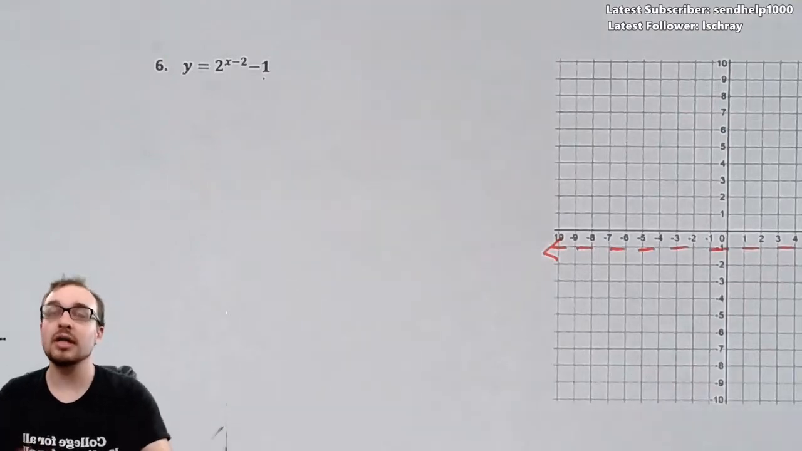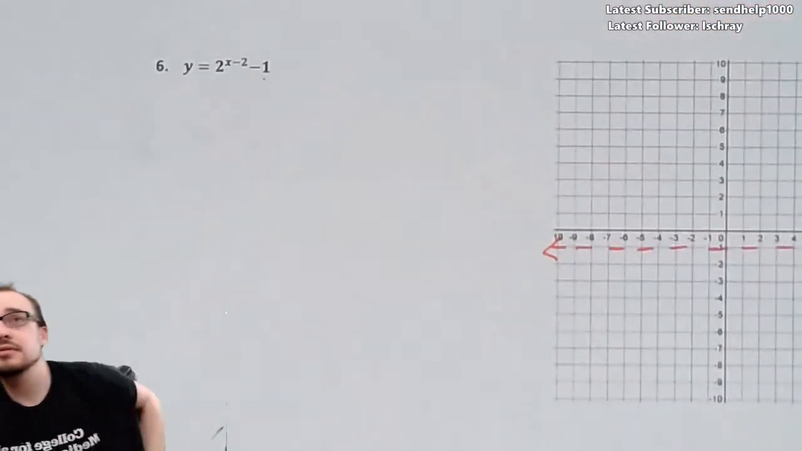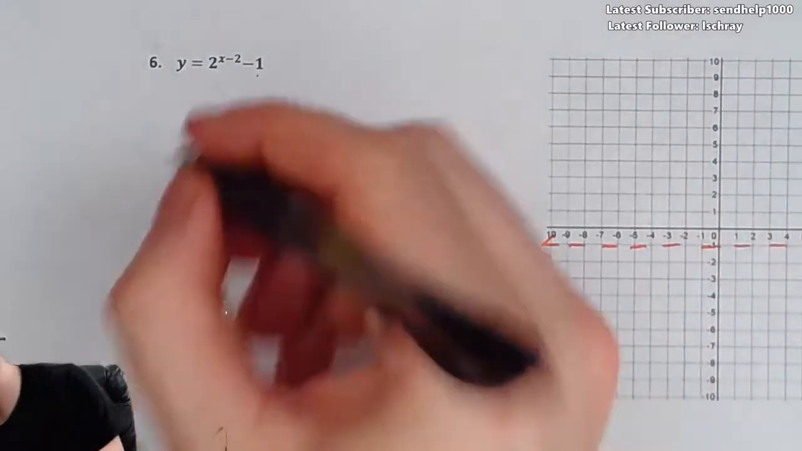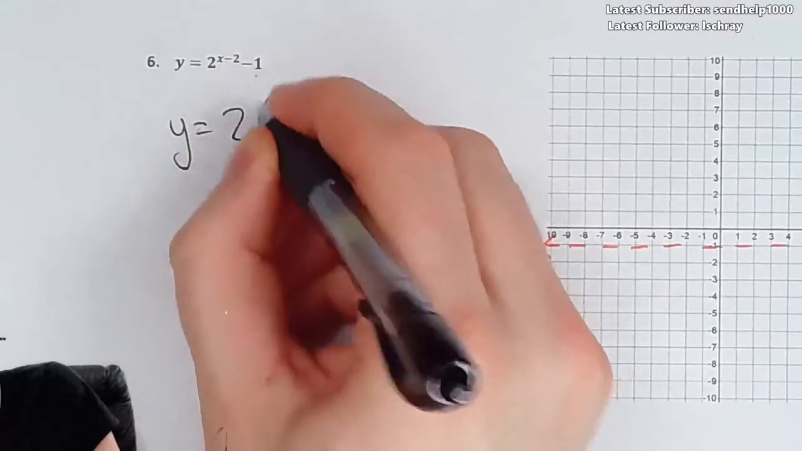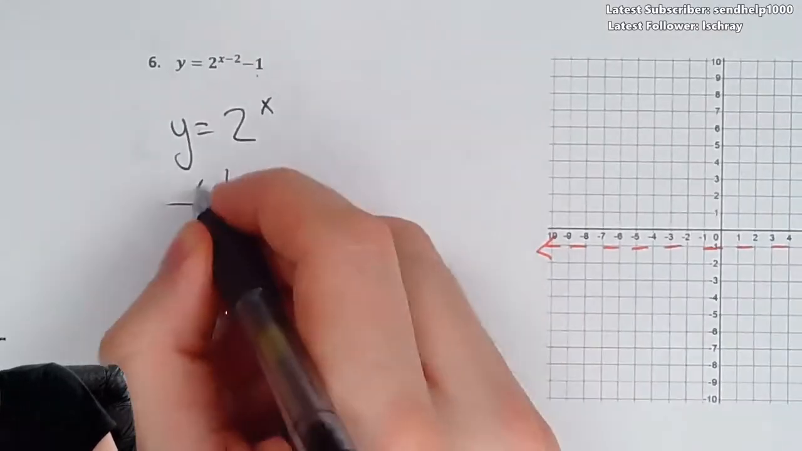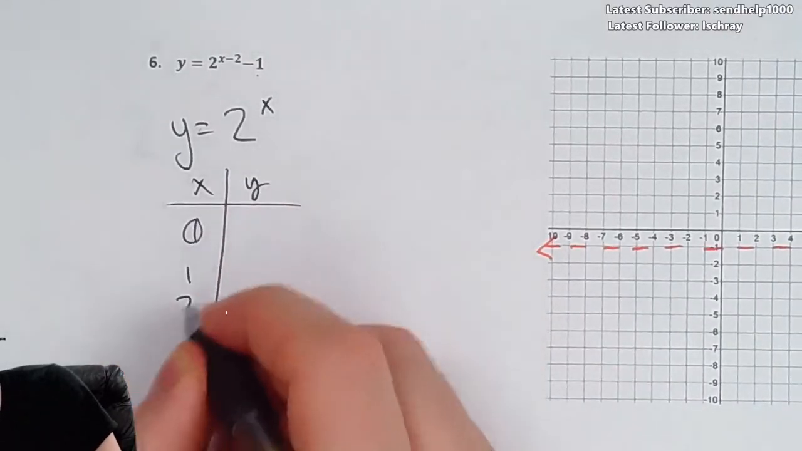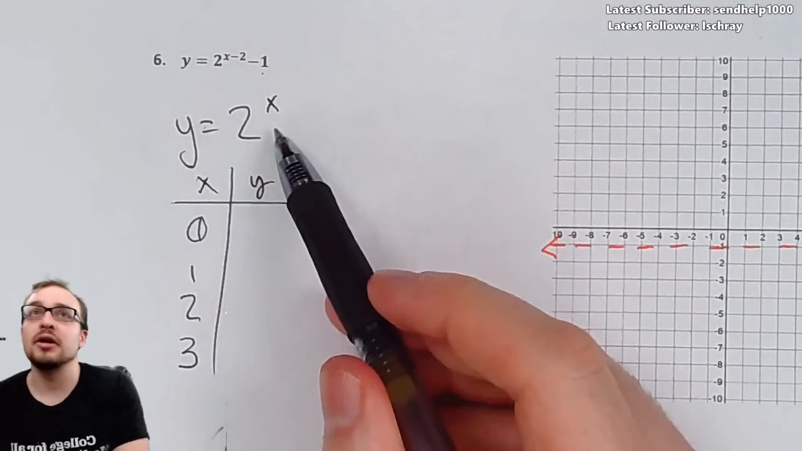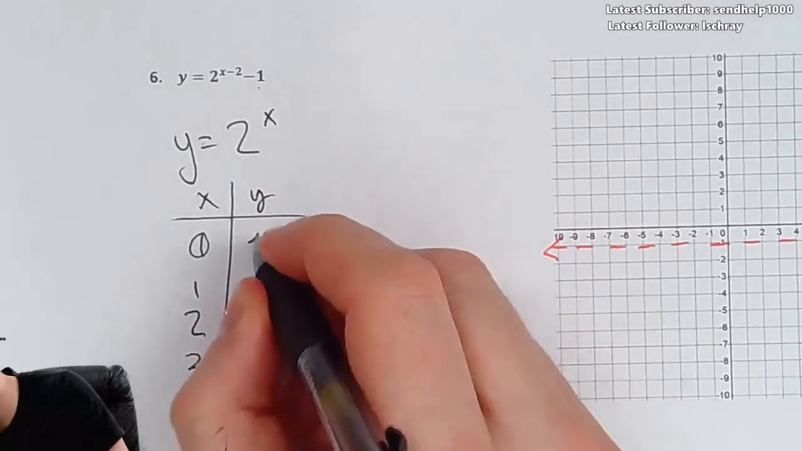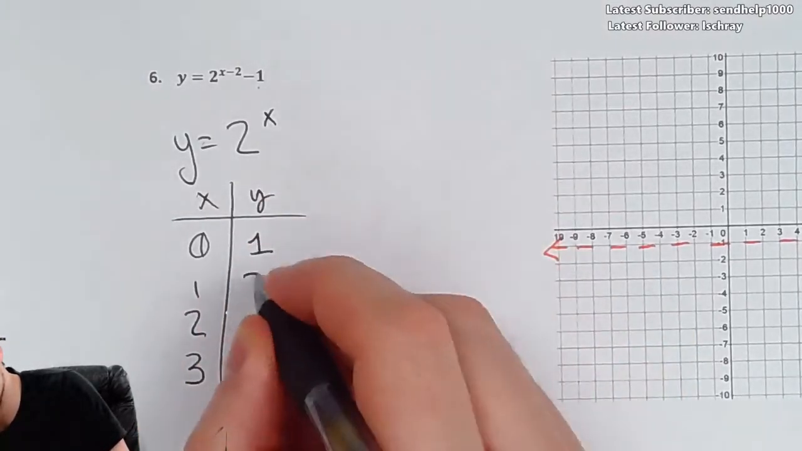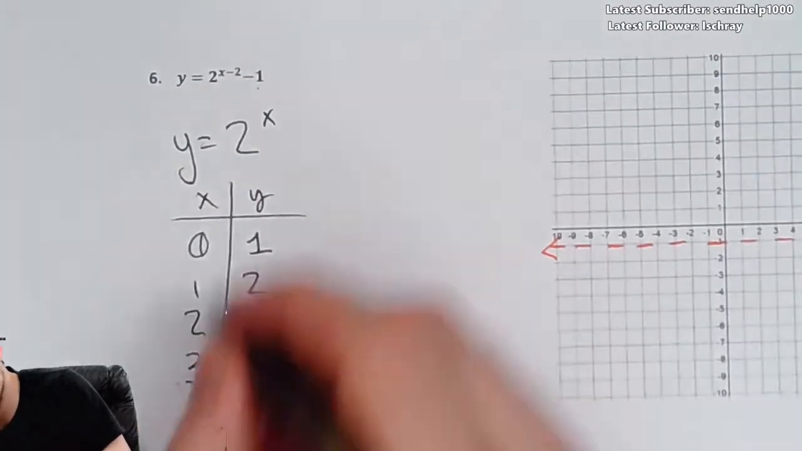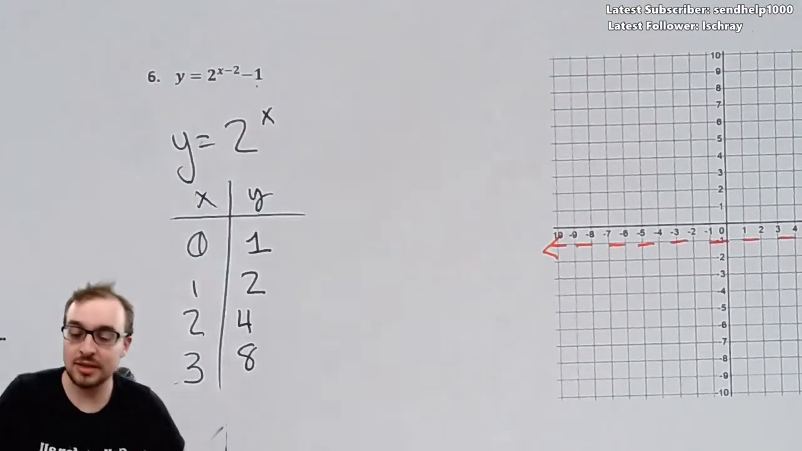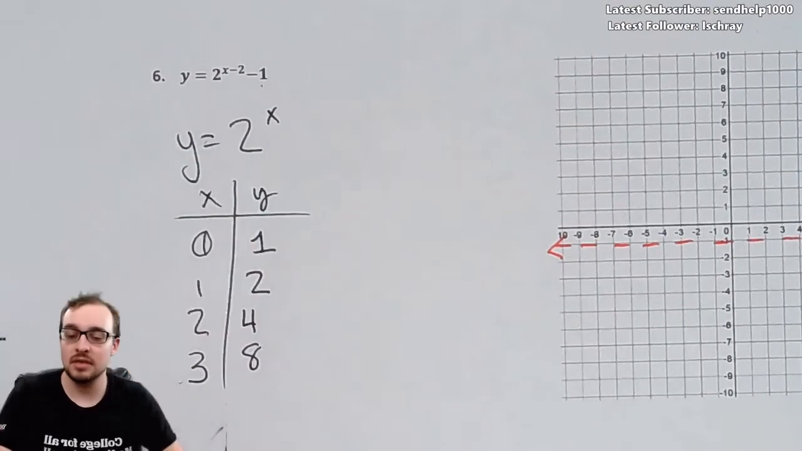So, Olivia, one way to graph this is to plug in numbers and see what happens. That's totally fine. Another way is to do this. Think of the parent function. Olivia, when I plug in 0 to the parent function, I get 1, right? When I plug in 1, I get 2. When I plug in 2, I get 4. When I plug in 3, I get 8. Right? So that's what it would look like if I graphed that.